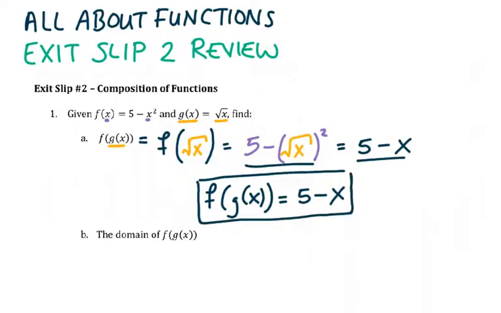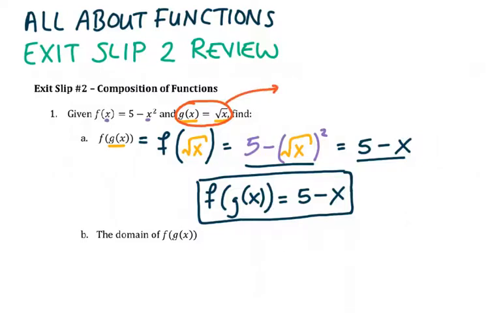Turns out that the non-simplified answer is a little bit more helpful for finding the domain of the composition of functions that we just found, because the square root of x has a restriction of x being greater than or equal to 0. So when we think about the domain for f of g of x, the domain for f of g of x will be the values in the domain of g for which g of x is in the domain of f.